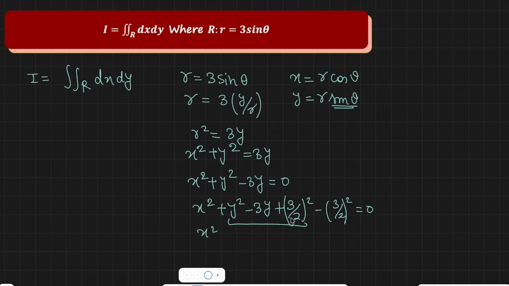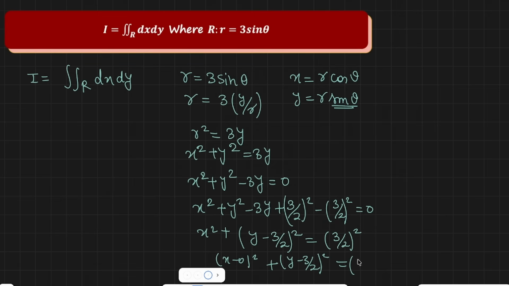Now you see these terms: this is x square plus y minus 3 by 2 whole square, and this is your 3 by 2 square. This is the equation of the circle: x minus 0 whole square plus y minus 3 by 2 whole square is equal to 3 by 2 whole square. Now what is the radius of this circle? Radius is equal to 1.5. So this will be the circle on the y axis.